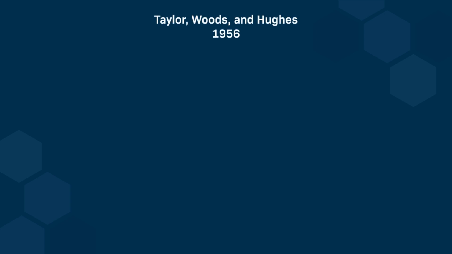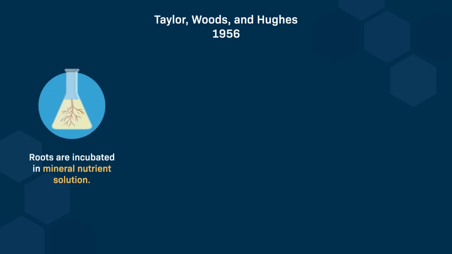In 1956, Taylor, Woods, and Hughes published an analysis of chromosome duplication in fava bean roots that provided evidence that supported one of the 3 replication models. Before discussing their experiment, it's important to understand a few facts about cell division in growing roots. Cell division can be easily studied by incubating roots in a solution that contains mineral nutrients.